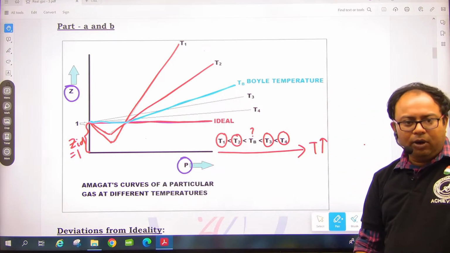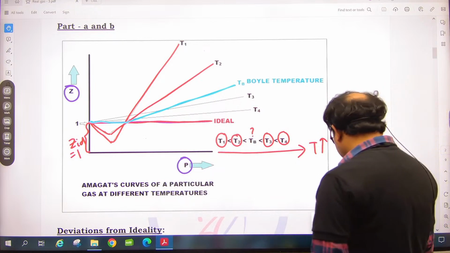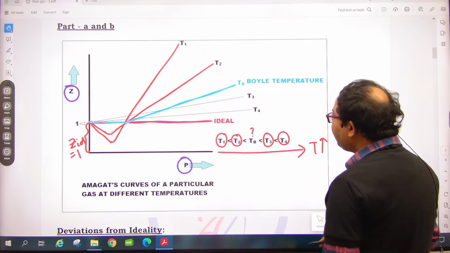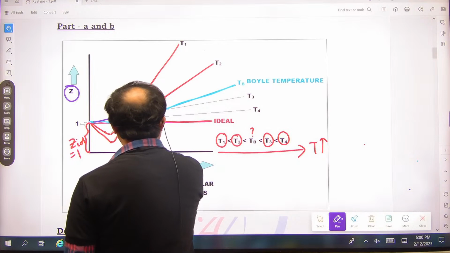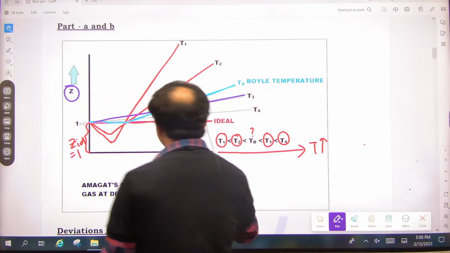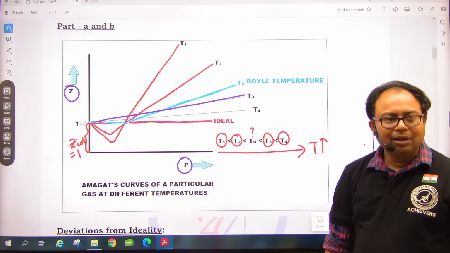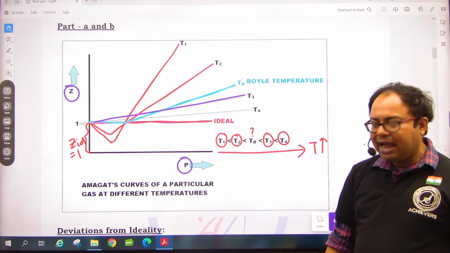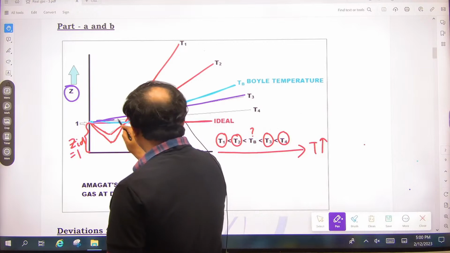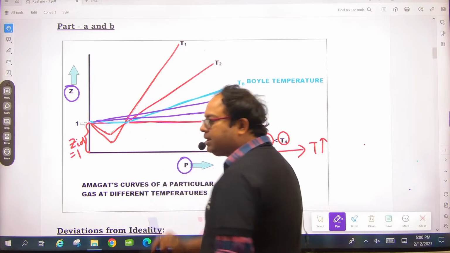Then you are going beyond TB. What happens? You only have the upward movement, but the extent has been lowered. Then as you increase the temperature further, you'll have the upward movement to a very low extent.